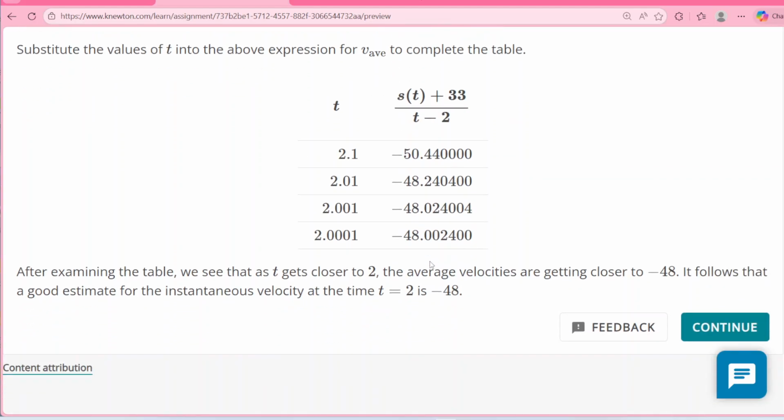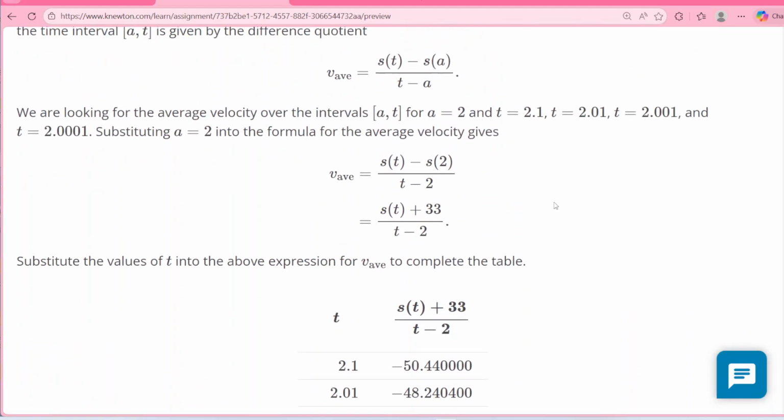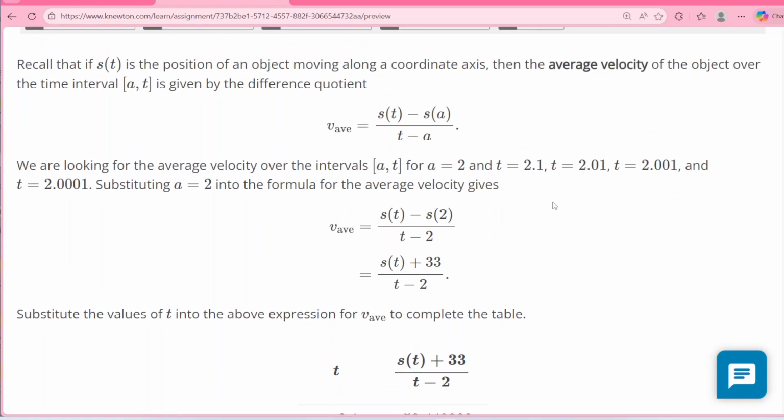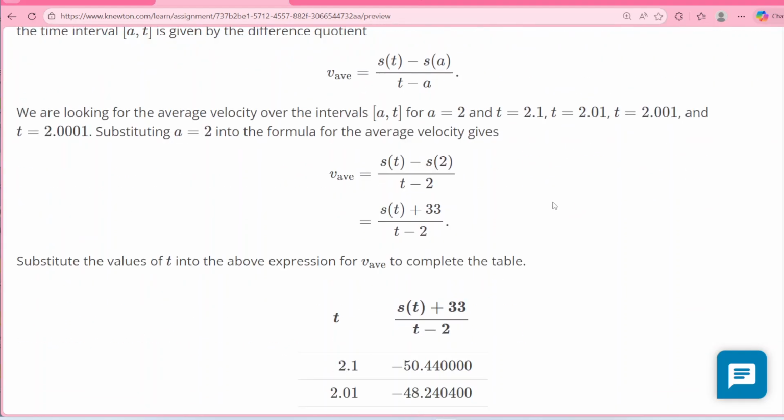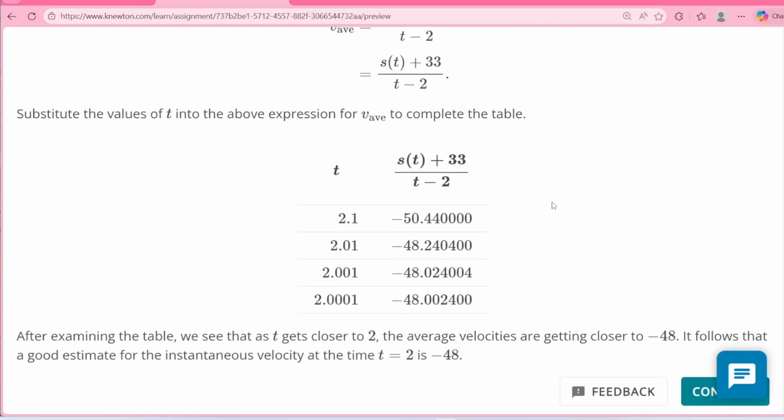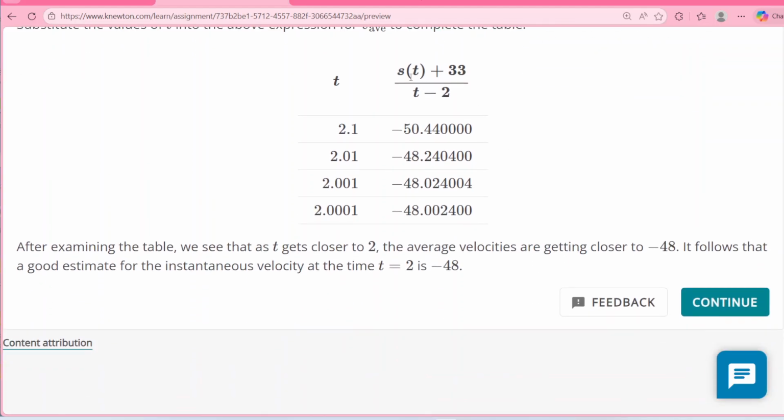And they go through all this. Do they even have you? Yeah, they're just saying substitute the values in this expression above. So again, I could just have a calculator like Desmos do that for me.